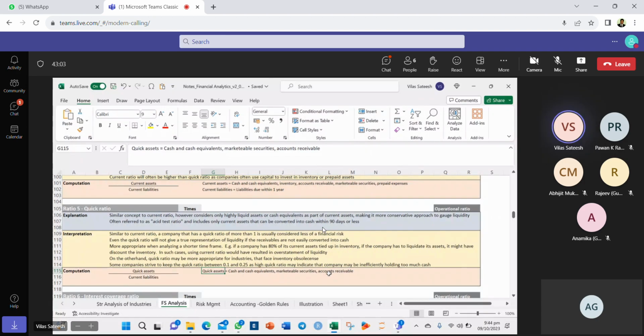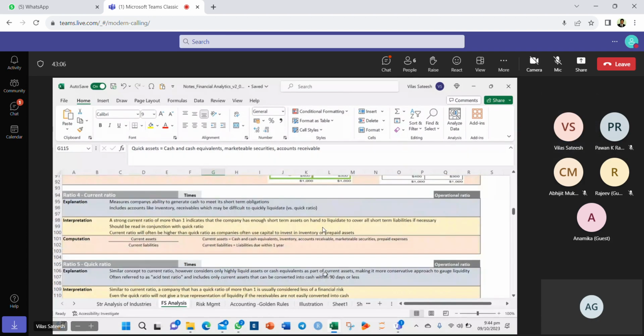Is it clear, quick versus current? Yes, yes.